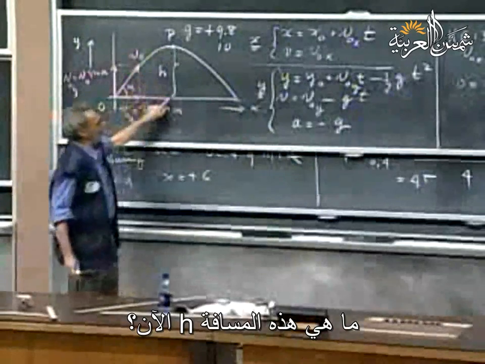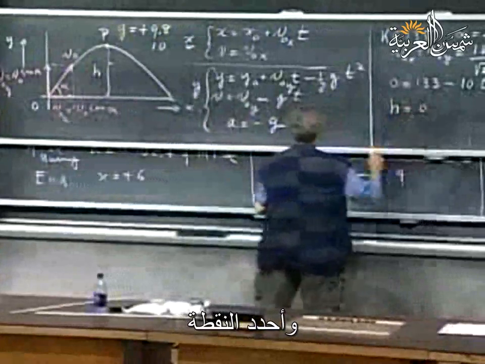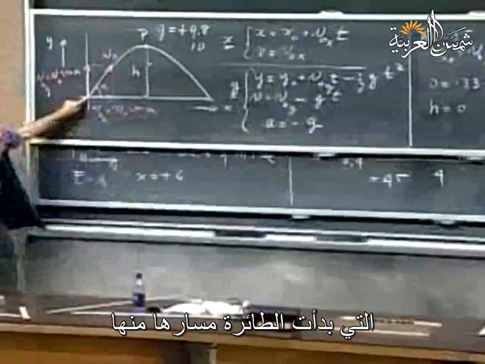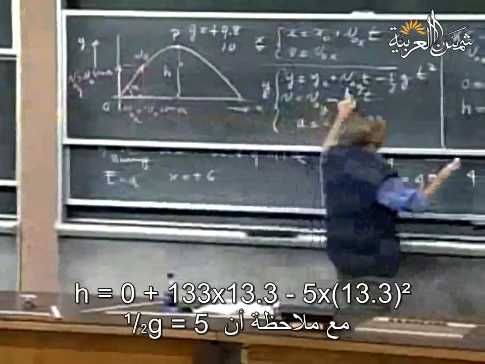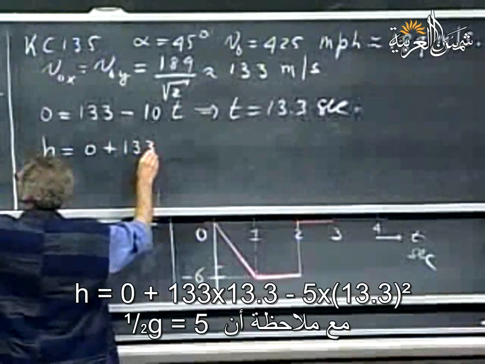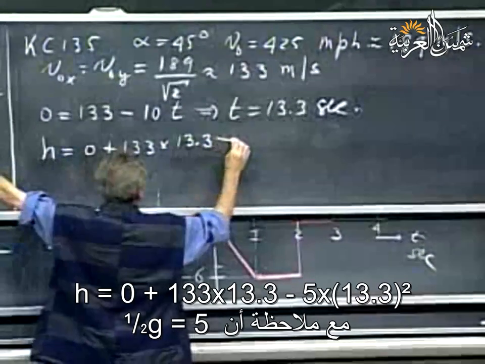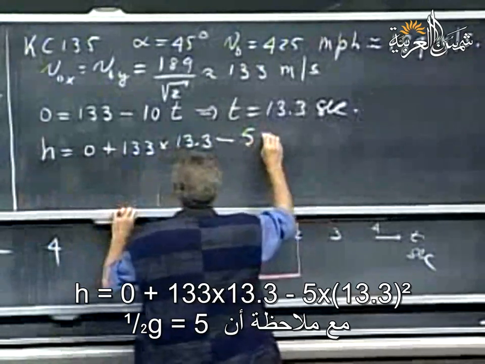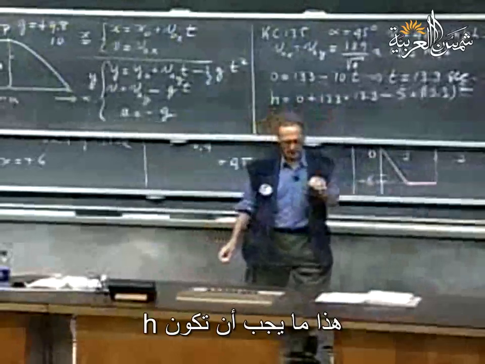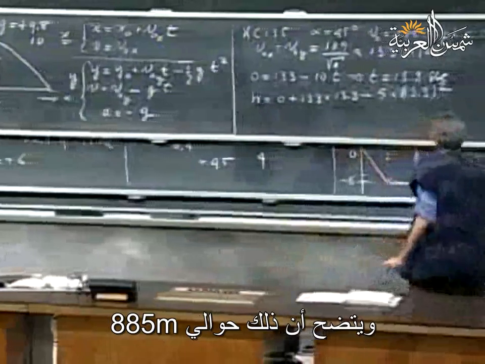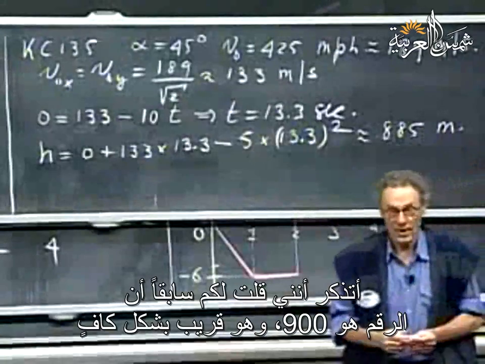And what is this distance h now? Now I have to go to this equation. I say h equals 0 because I'm going to define the point where the plane starts its trajectory. I call that y0. I'm free to do that. h equals 0 plus 133, that is the speed, times 13.3 seconds, minus 1/2 times g, that is 5, times 13.3 squared. That is what h must be. And that turns out to be about 885 meters. I think I told you last time it's about 900. Close enough.